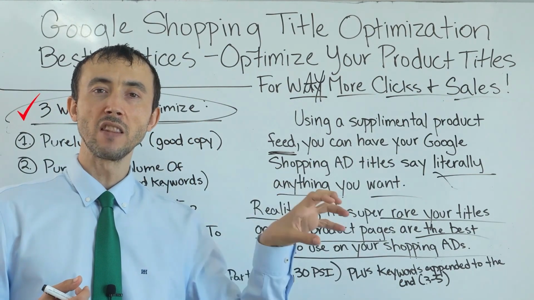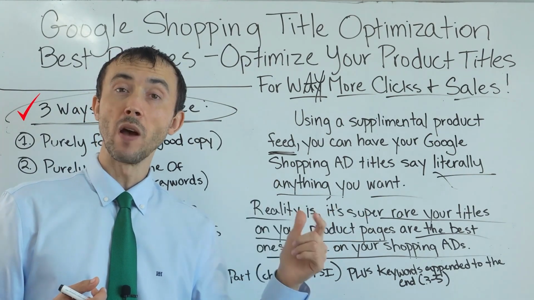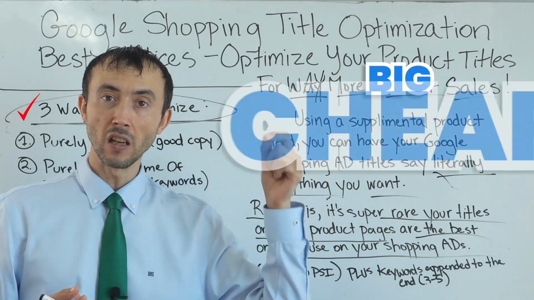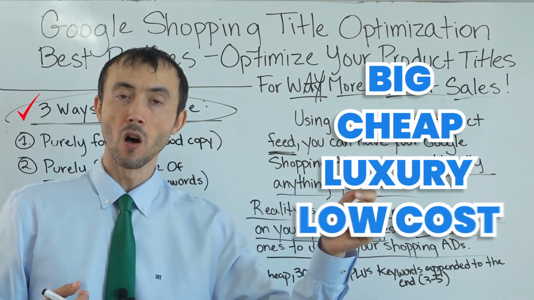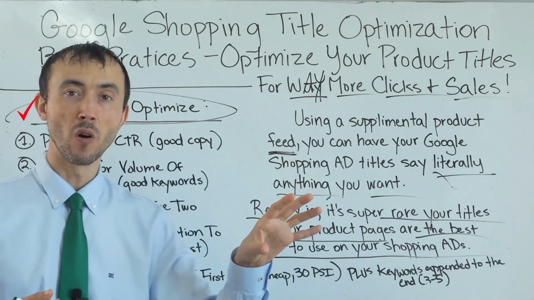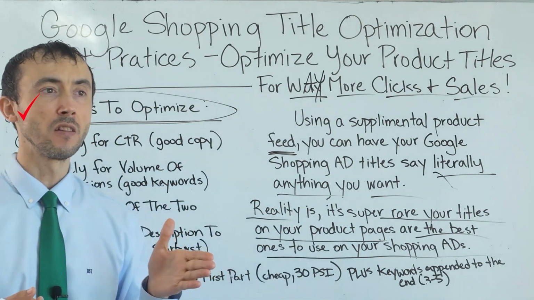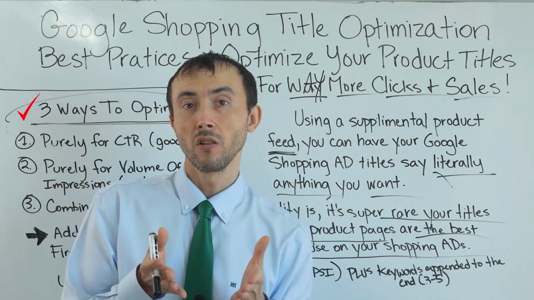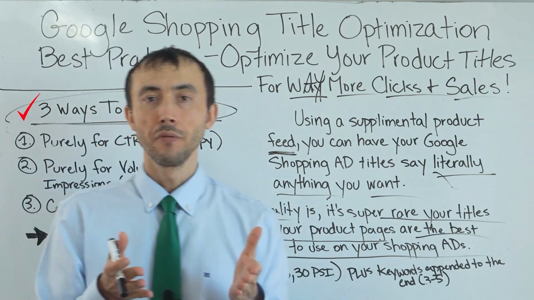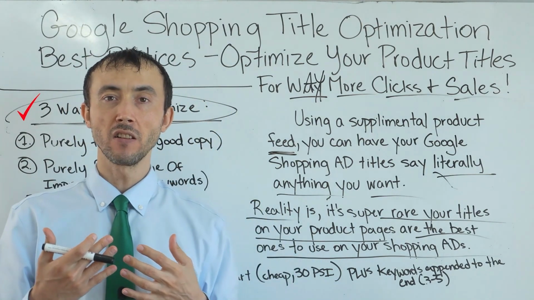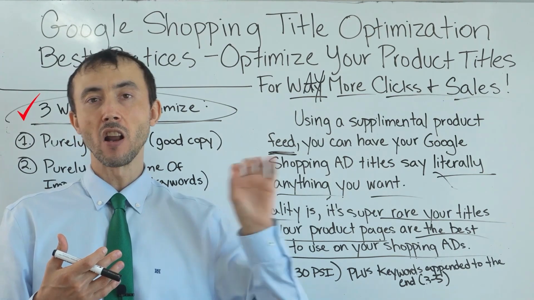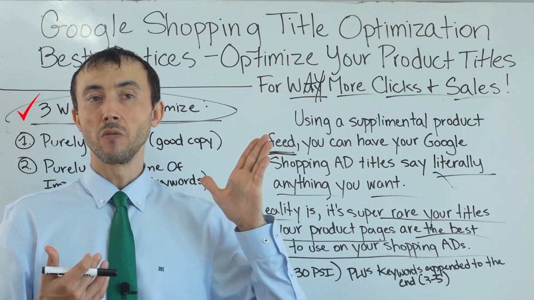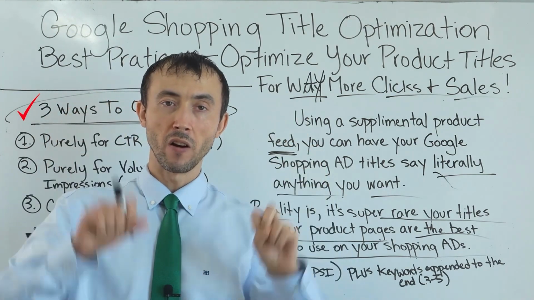So how can you rewrite that title to be more appealing? One way might be just to add a better descriptive word of what it is. Big, cheap, luxury, low cost, whatever, and that could be one way to do it. Or maybe you find there's a universal metric or stat, if you will, that people are looking for when you sell a particular product. If you sell an auto part, something that makes your car faster, people all know about the word horsepower.